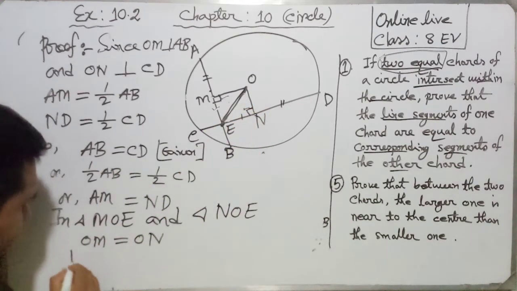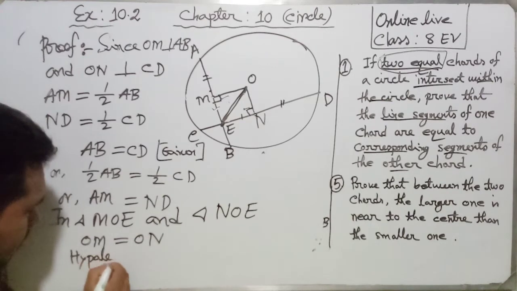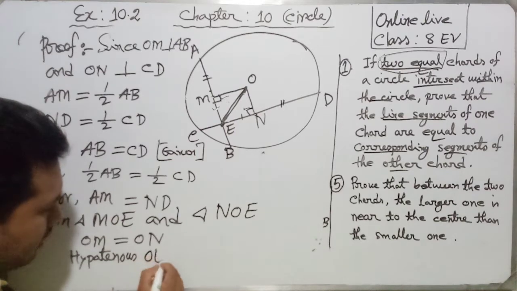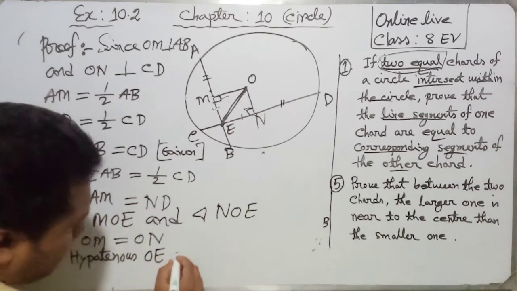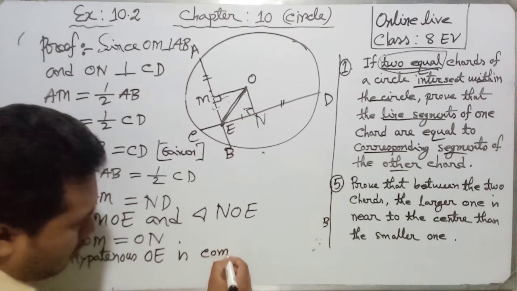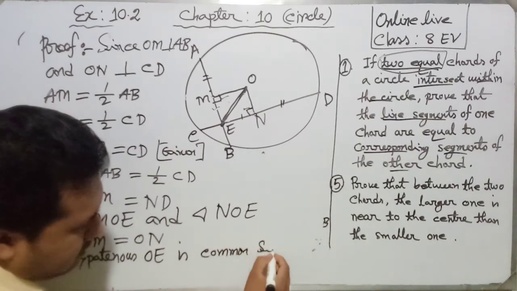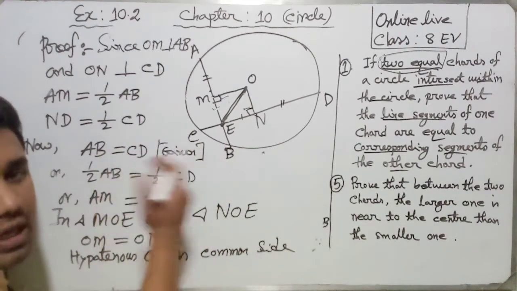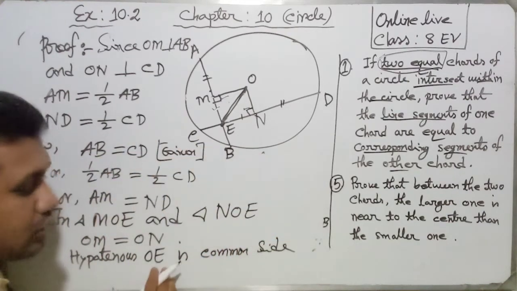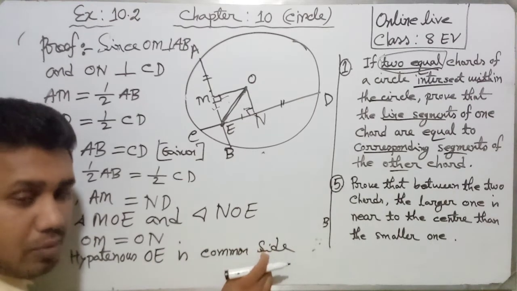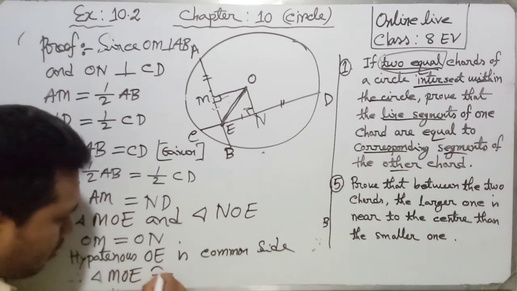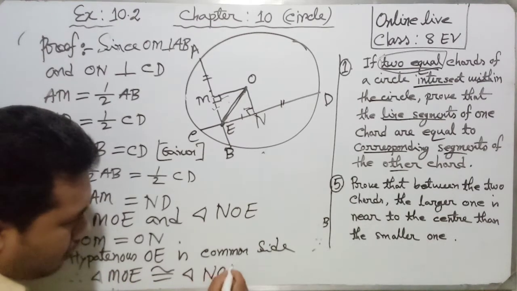So we can write hypotenuse OE is a common side. Here hypotenuse OE, they are a common side. So we can write OE equals OE like this. So hypotenuse OE is a common side. So we can say these two triangles are congruent. Therefore, triangle MOE is congruent to triangle NOE.